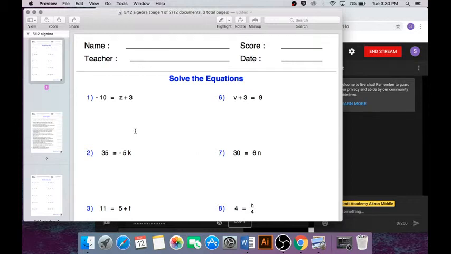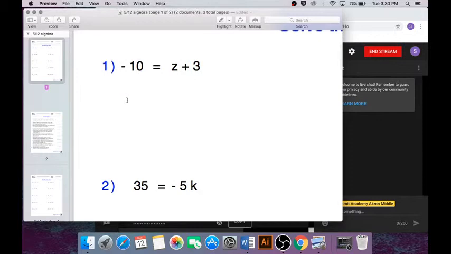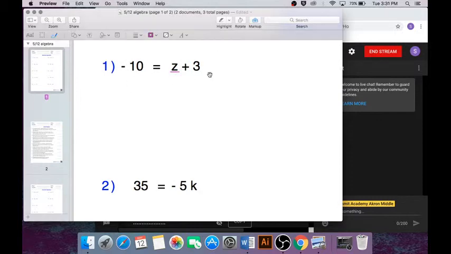So for our first one, we have negative 10 equals z plus 3. Now we're going to look at what is attached to the z. So we have z plus 3. The 3 is attached to the z by addition, so we need to do the inverse operation. Remember, the addition is subtraction, so we're going to subtract 3.